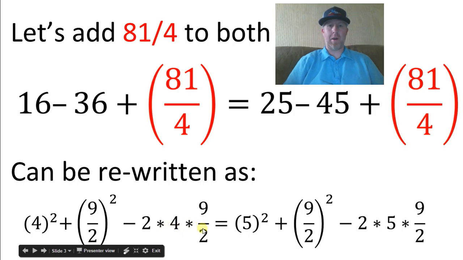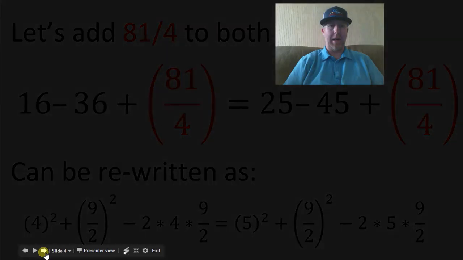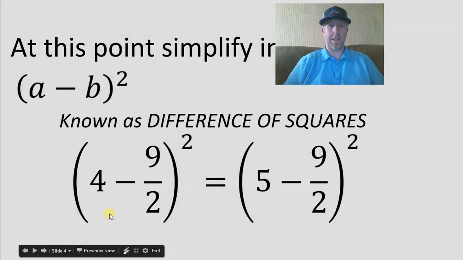and factor or combine variables to rewrite it in this equation here. It's kind of long and it may look confusing, but we're going to simplify it after this point. So at the next step, it looks real confusing, but then we move to the next step here, and anyone that likes polynomials will see that we're going to do what's known as the difference of squares, which is a minus b squared. So when we use that format, we get 4 minus 9/2 squared equals 5 minus 9/2 squared.